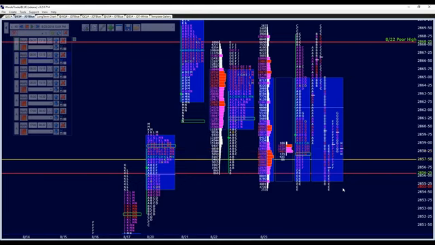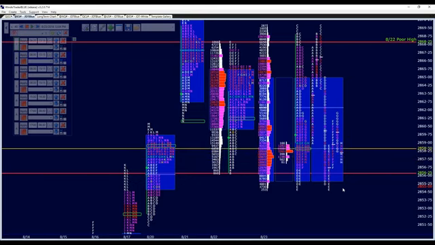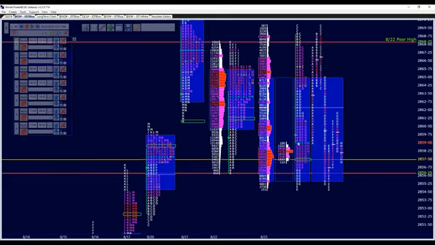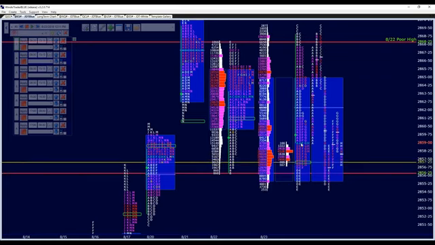What speed are we running, Jen? 40 times speed. Okay, so you can see it's just happening pretty quickly. What is the green line? The point of control, right? So the point of control has moved lower.